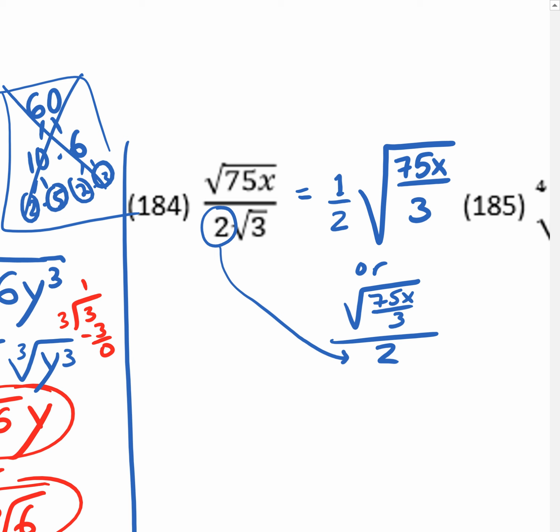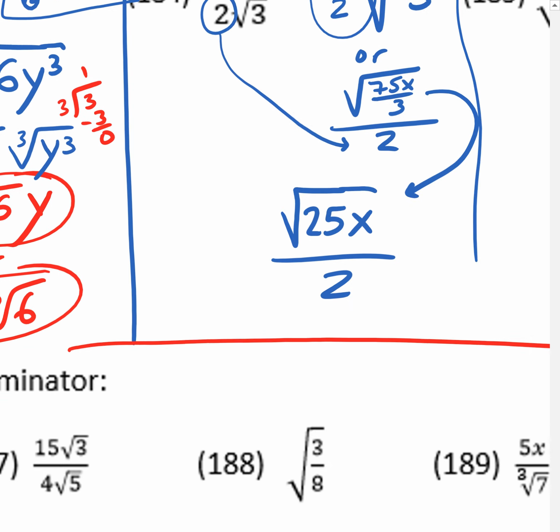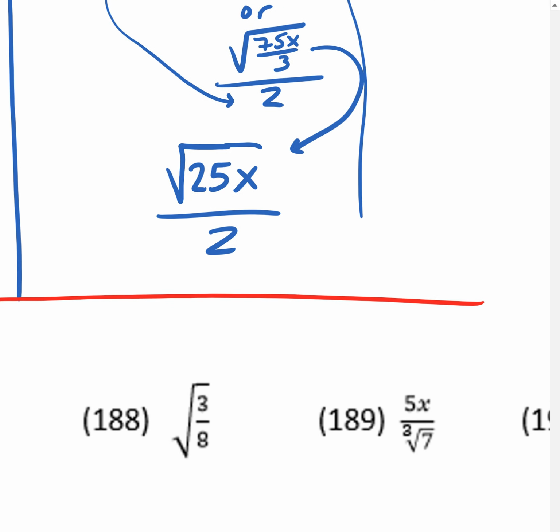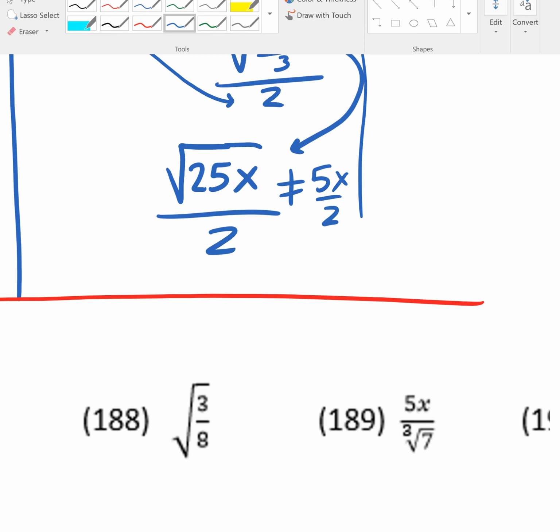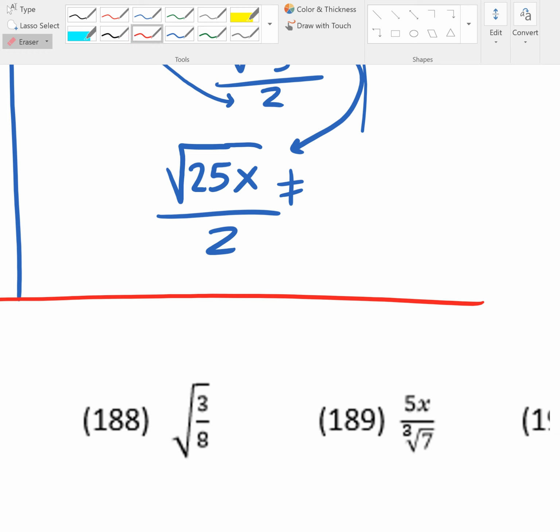But let's see, the 3 goes into the 75 25 times. This reduces to 25x and it's over 2, or you could have the 1/2 outside still. But either way, be careful, this is not 5x over 2. Why? Because you're taking a square root of 25 and a square root of x. The square root of 25 is 5, but the square root of x is not x.